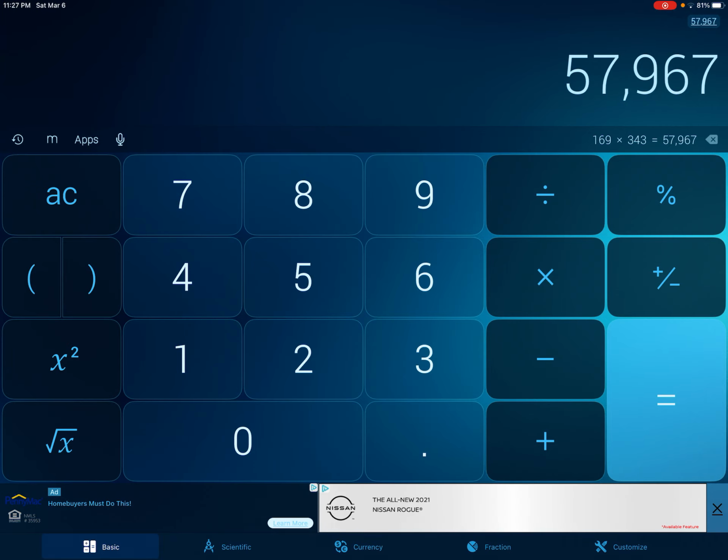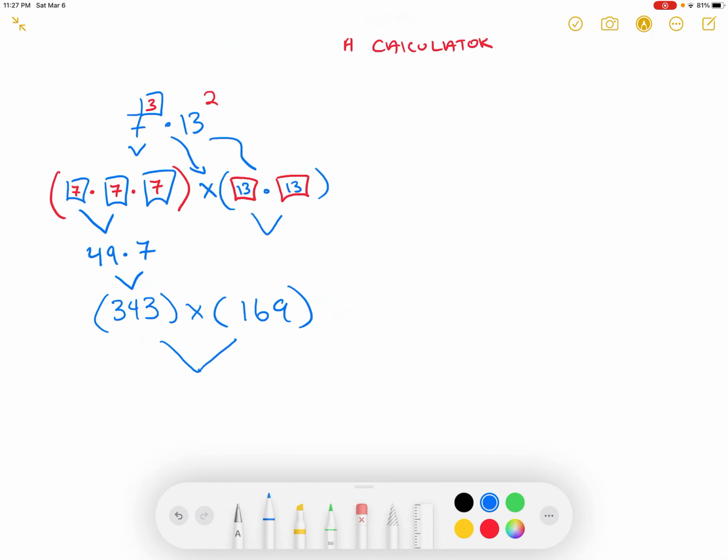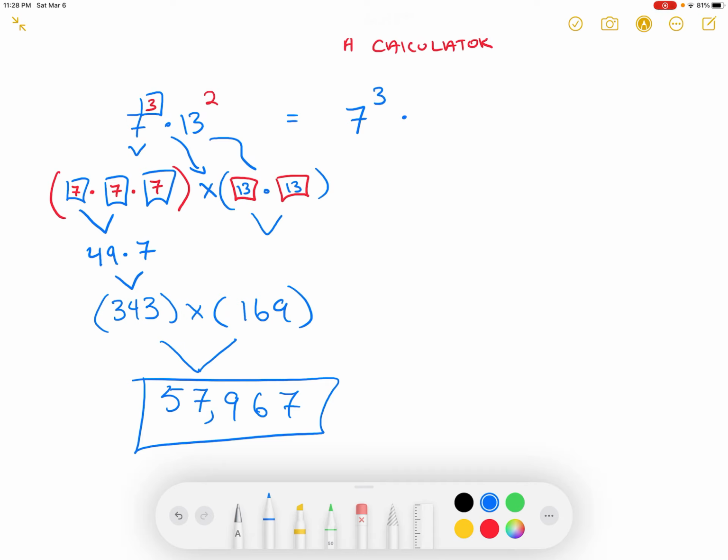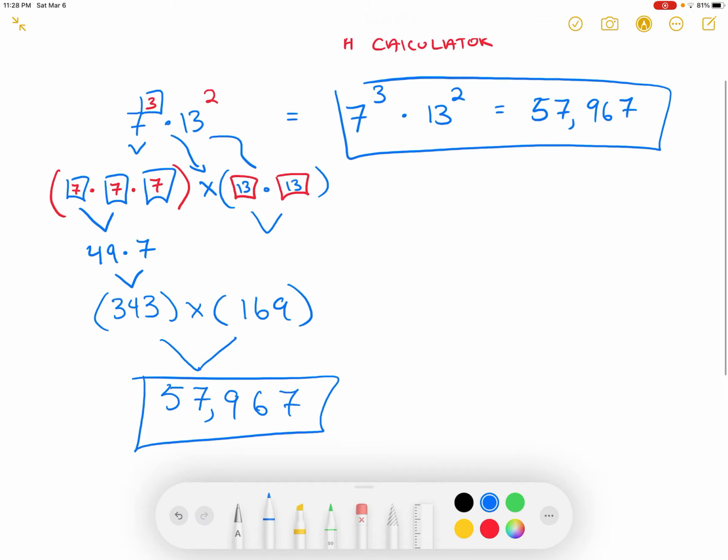And that answer is 57,967. So the answer to this problem, I'll rewrite it again, is 7 cubed times 13 cubed is 57,967. And there's your final answer.